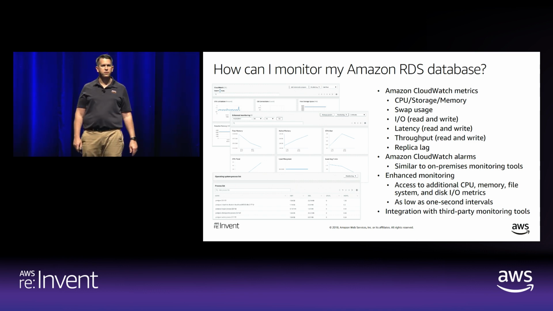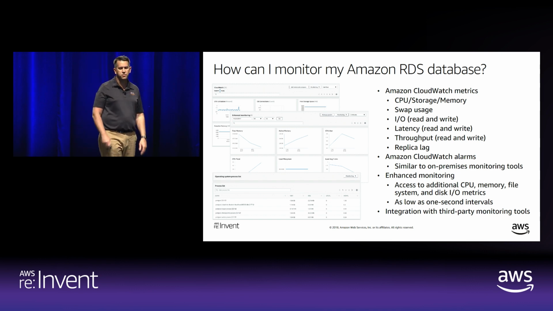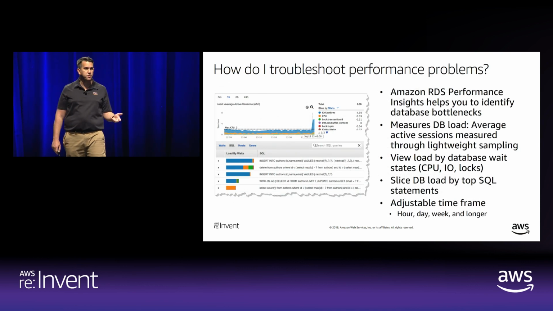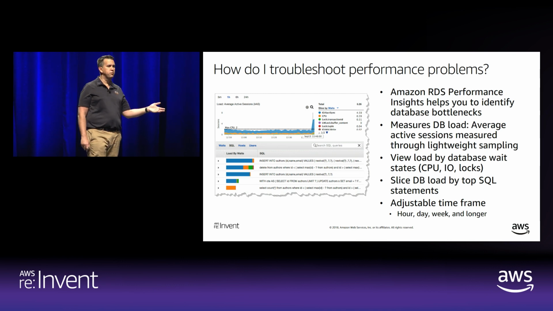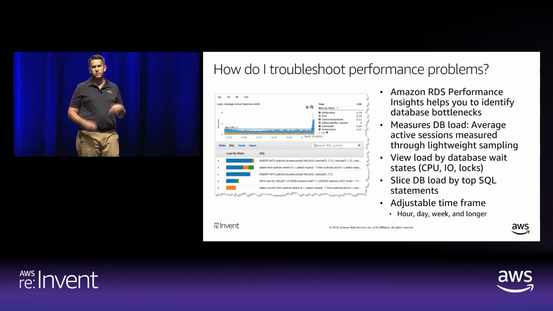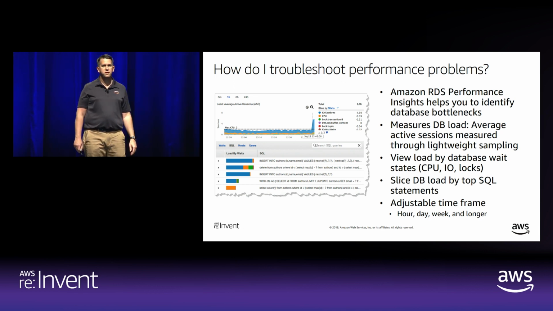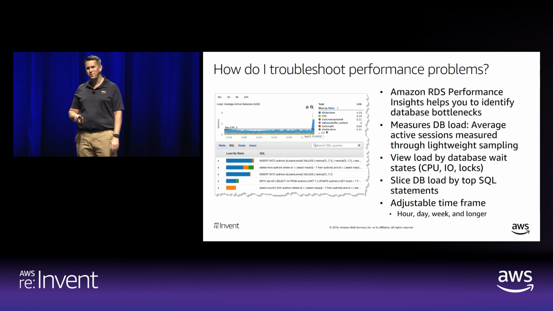We also have integration with many of the third-party tools that support in the AWS ecosystem for both CloudWatch and enhanced monitoring. Now, if you're troubleshooting performance problems, then we have a new product called Amazon Performance Insights, new feature of RDS. Originally, it came out for Aurora Postgres. It's now available for all of the RDS engines with the exception of SQL Server.